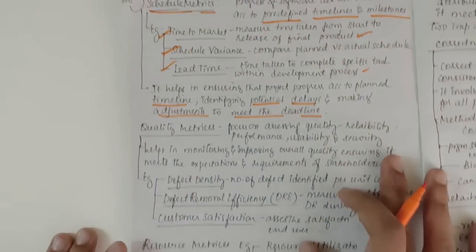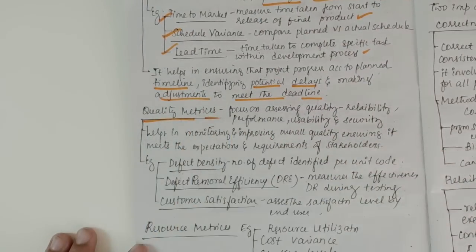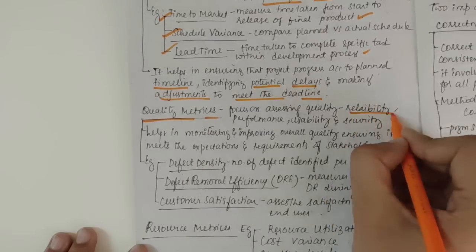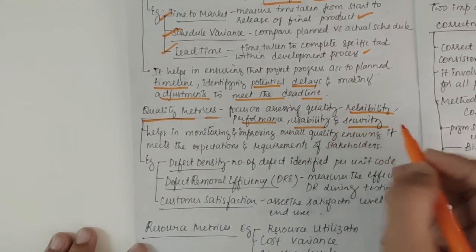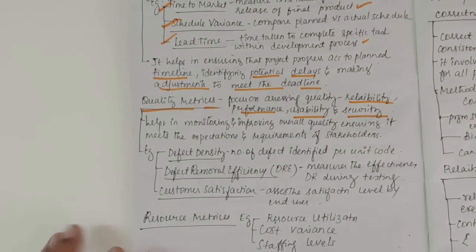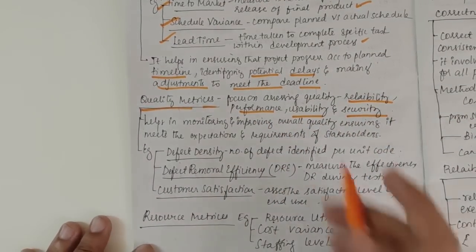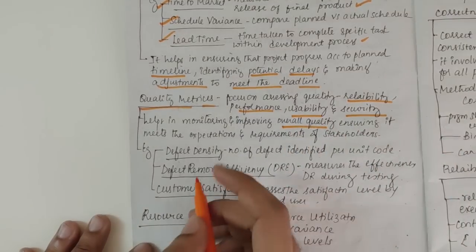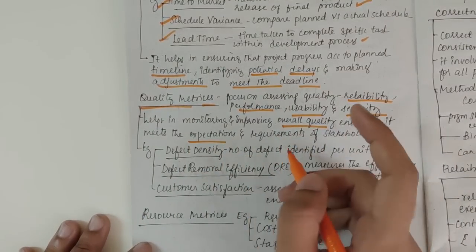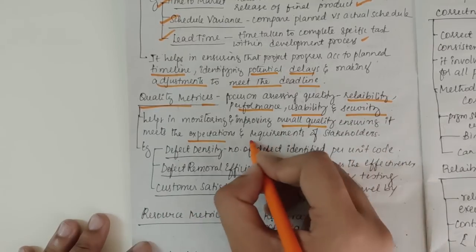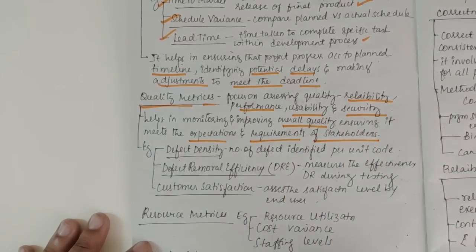This was about schedule metrics. Next we have the quality metrics. Quality metrics focus on assessing the quality, reliability, performance, usability, and security of the software. This helps in monitoring and improving the overall quality, ensuring that it meets the expectations of users and requirements provided by the stakeholder.